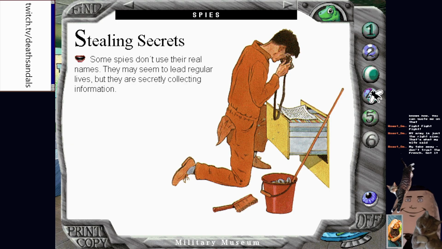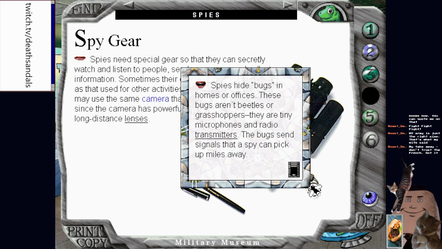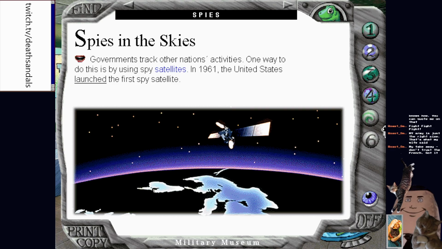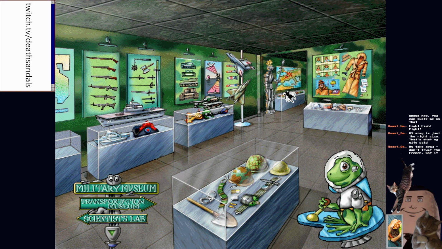Some spies use their real names. They may seem like regular spies. You disguise yourself as a janitor. Just tidy up while you're there. Spies need special gear so that they can secretly watch and listen. Spies hide bugs in homes. Radio transmitters and all the other things in disguise. Satellites. Cold War spies. There were many.